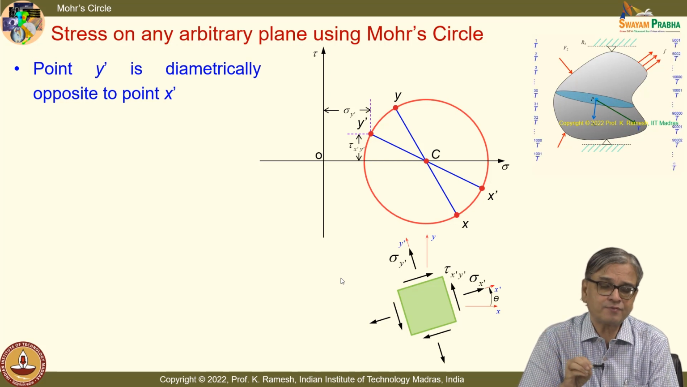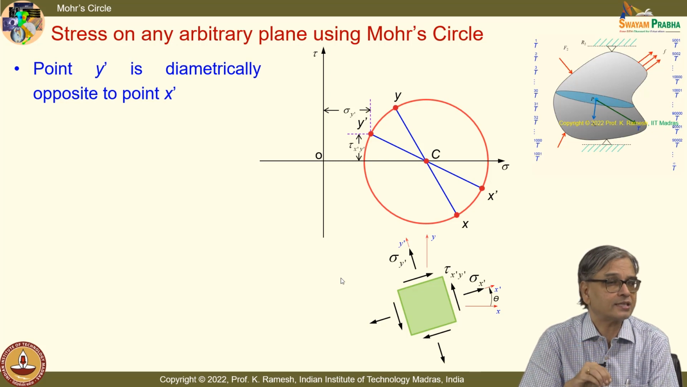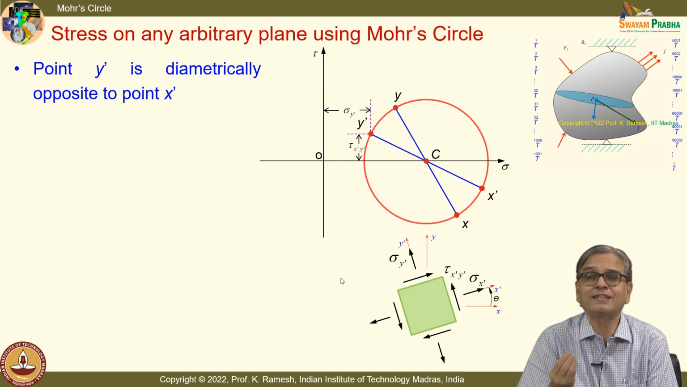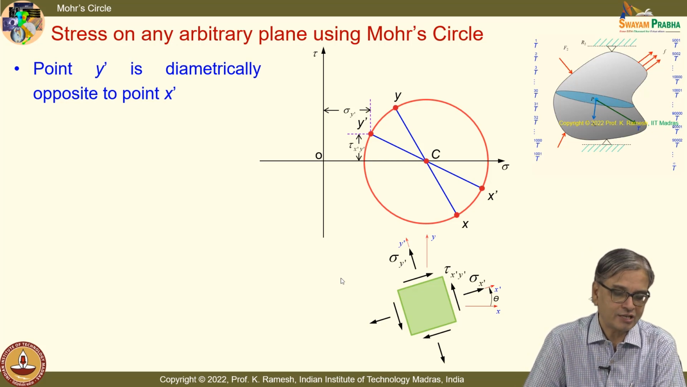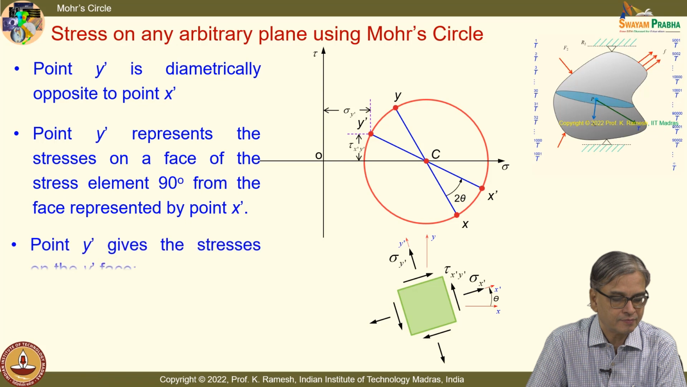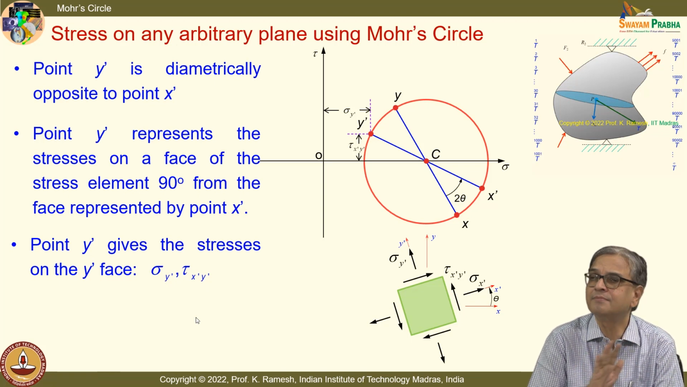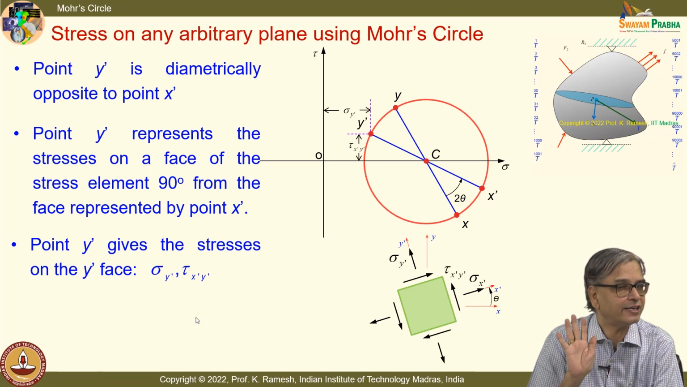See, many times we may not make the calculation from the Mohr circle, but we may want to find out the sense from the Mohr circle. We will also see how it can be used: sense of rotation from the Mohr circle. So point y prime gives the stresses on the y face. They are nothing but sigma y prime and tau x prime y prime. So stress transformation is simple and straightforward. There is no difficulty at all.